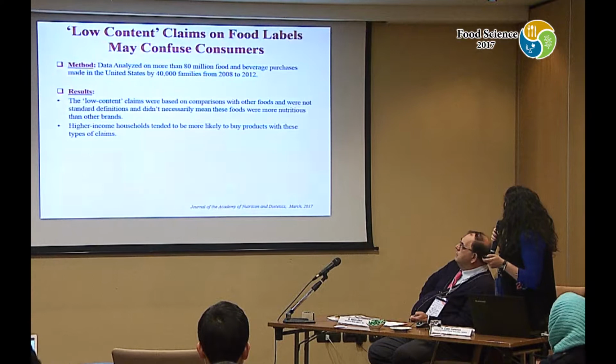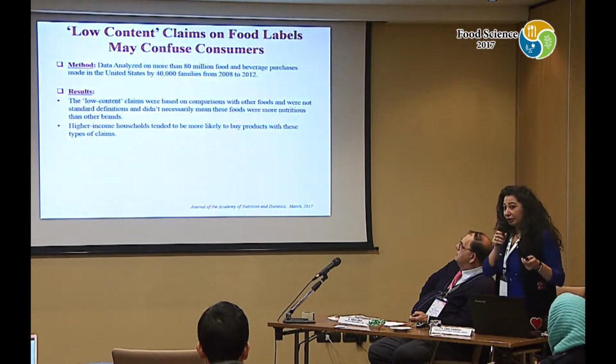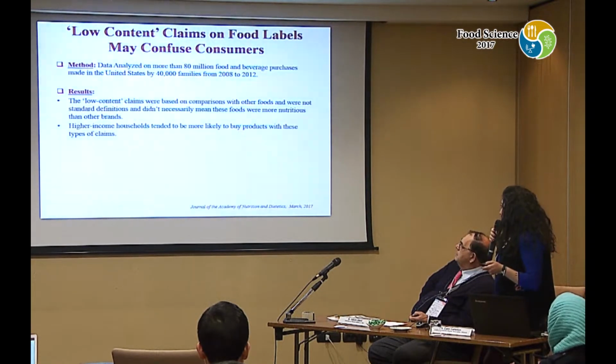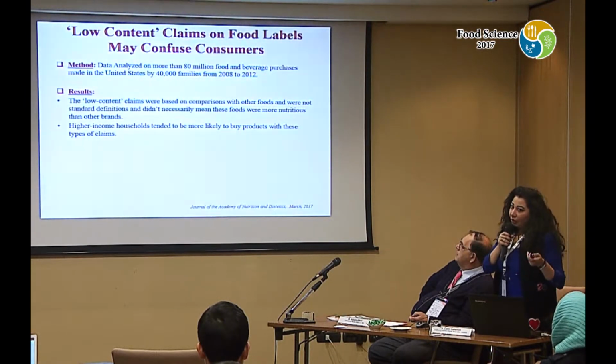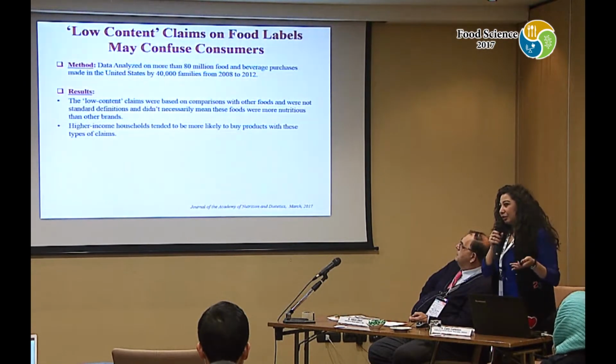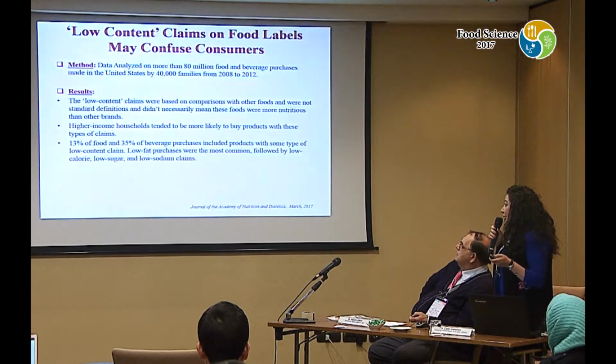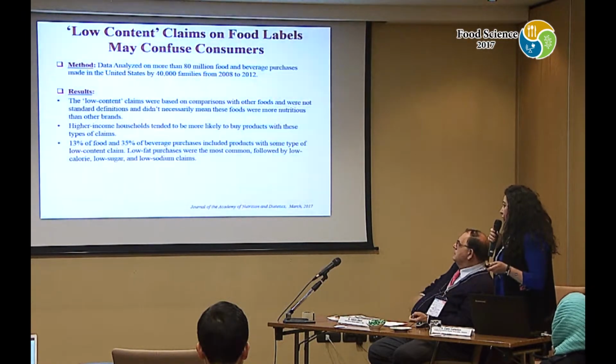The low content claims were based on comparisons with other foods and were not standard definitions and didn't necessarily mean that these foods were more nutritious than other brands. The higher income households tended to be more likely to buy products with these types of claims. Of course, they were more affluent societies, they have more income and they can buy more low-fat foods, maybe healthier, thinking that it's healthy for them, of course. And 13% of food and 35% of beverage purchases included products with some type of low content claim, low fat, low calorie, low sugar, low sodium.